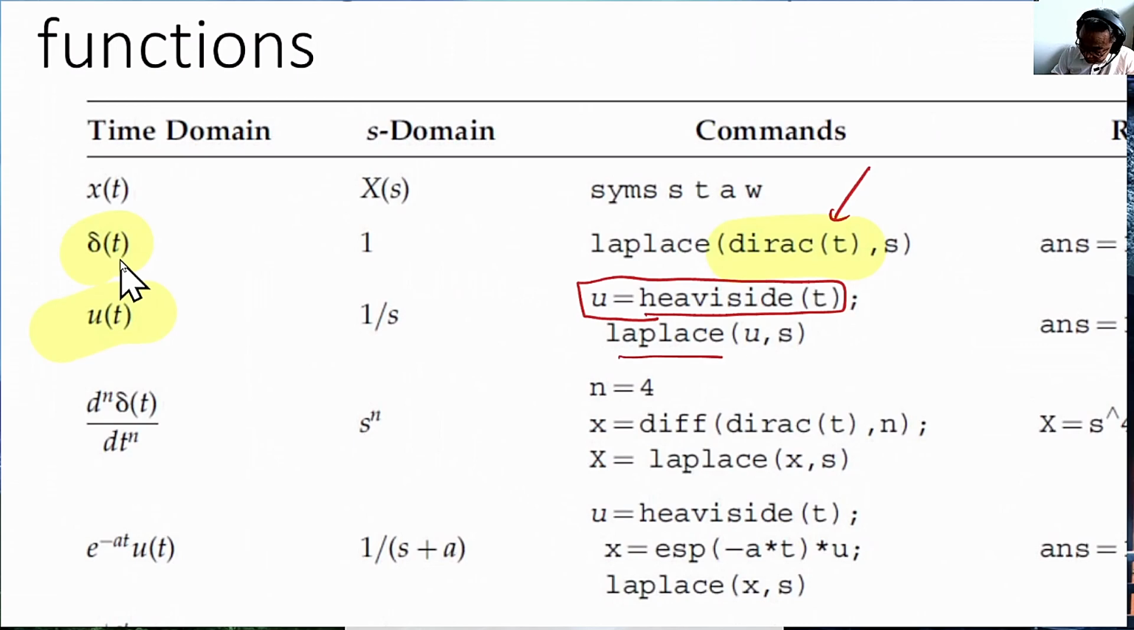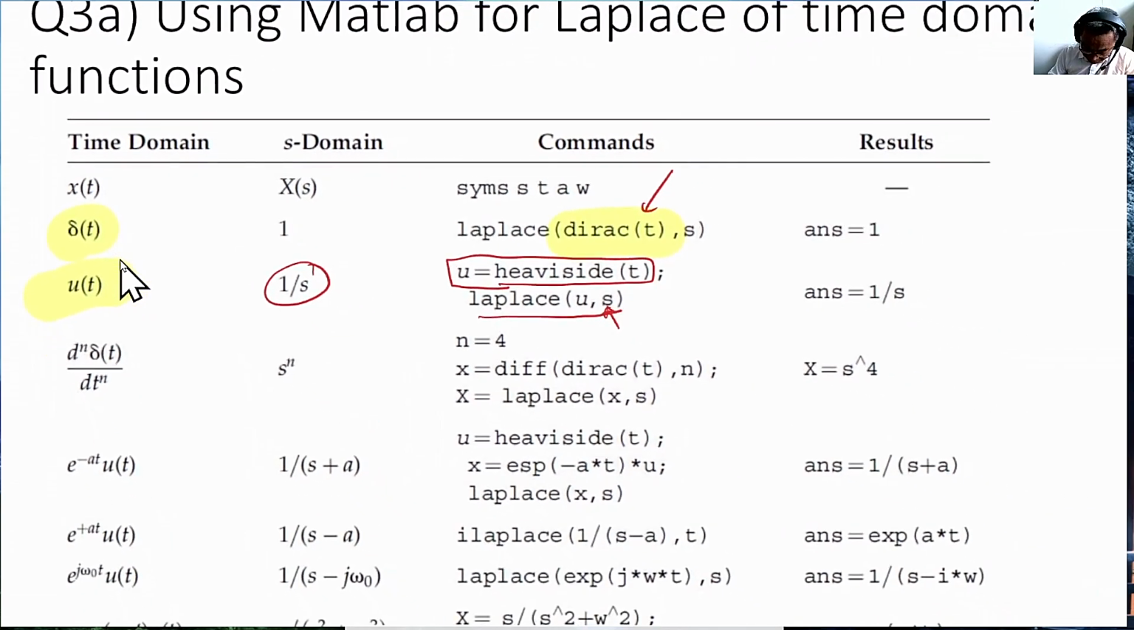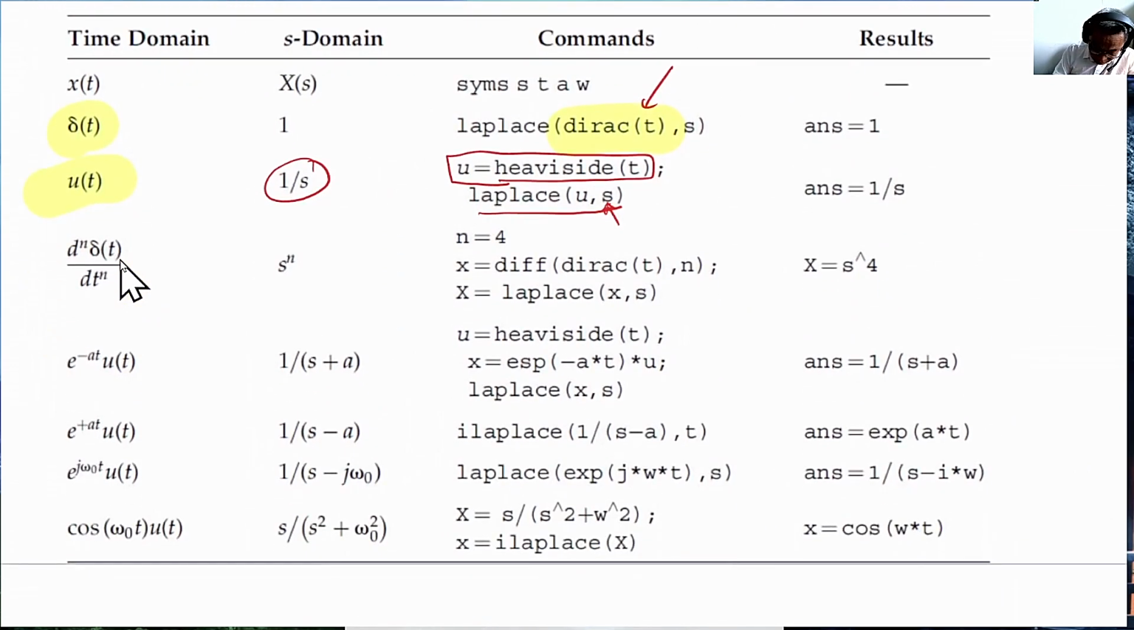and when we perform Laplace of u, we'll get 1 over s. You do not need to put the comma s. You can try it, but it will be the same answer. Now we perform Laplace transform of e^(-at) times u(t). Even if you do not put u(t), the answer will be the same, showing that MATLAB only deals with causal signals, or the unilateral Laplace transform.